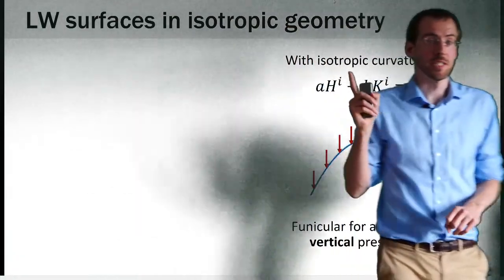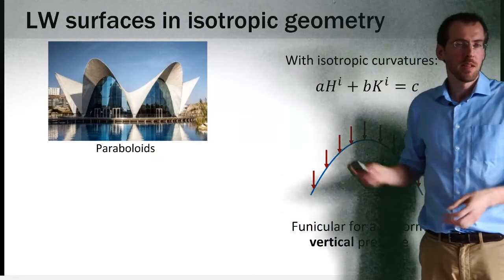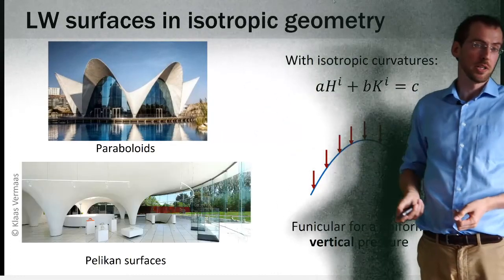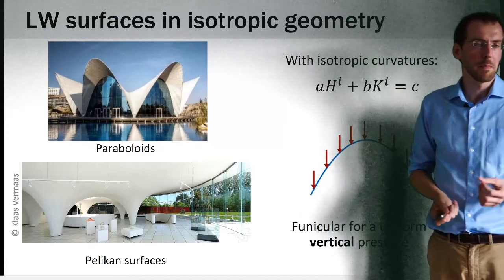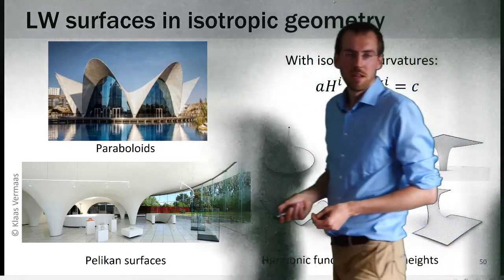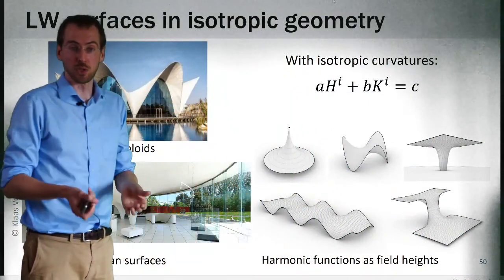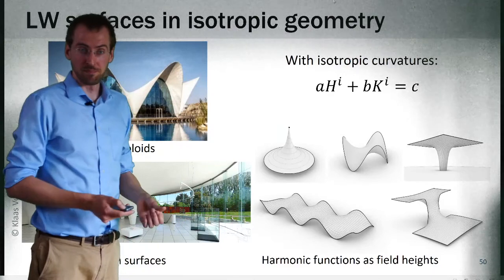And this relation is actually not that exotic. If you look at paraboloids, they fulfill this relation. The lesser known Pelican surfaces are one particular example. Or again, the surfaces that are height fields of harmonic functions, like the monkey saddle.